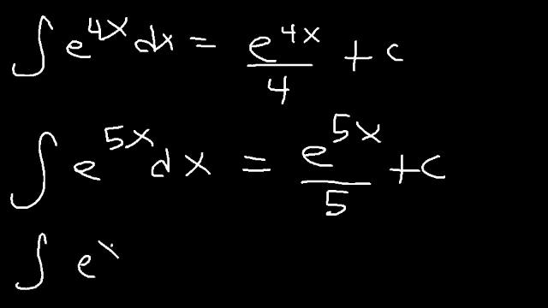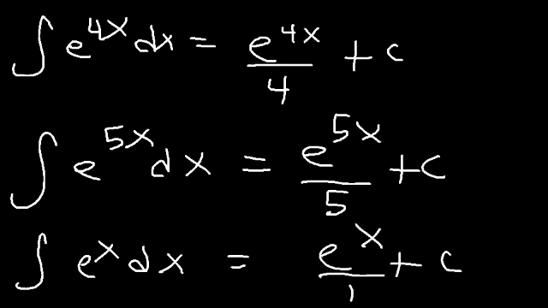So what about e to the x? It's going to be e to the x divided by the derivative of x, which is 1, plus c. So the antiderivative of e to the x stays the same. It's just e to the x. Now let's try a few more examples.